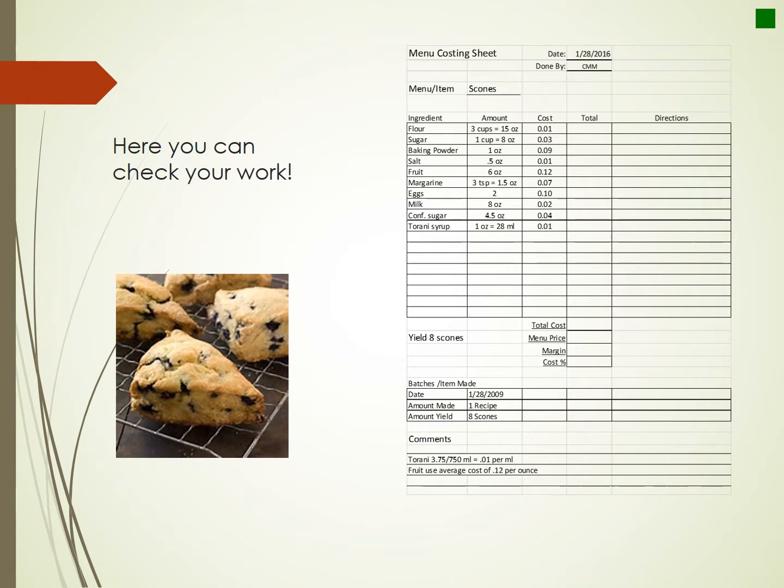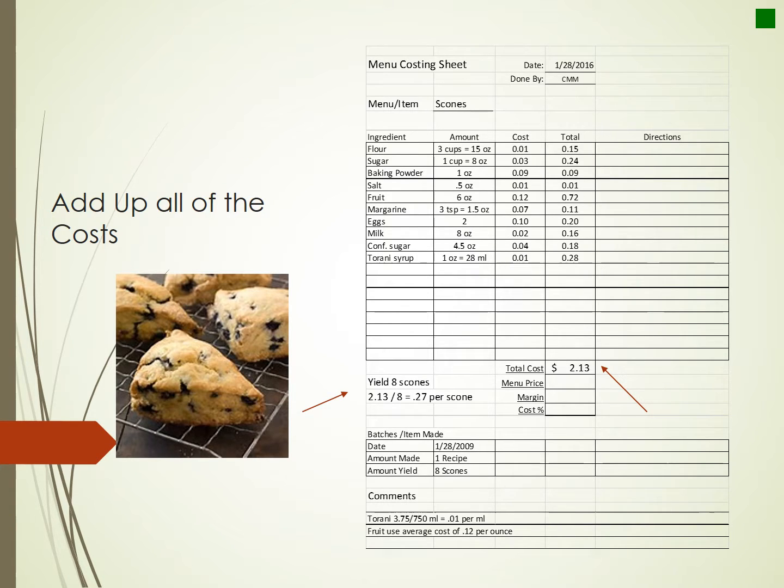Here you can check your work and make sure you have the same numbers going forward. Now you do the math. 15 ounces of flour multiplied by 1 cent is 15 cents or 0.15. Continue with all the ingredients and get a total for the scones. This recipe made 8 scones. With all our recipe costing process, the key is that I'm following a recipe and capturing all the costs that are served to the customers. In this recipe, we learned that it costs $2.13 to make 8 scones, which means each scone costs 27 cents to produce.